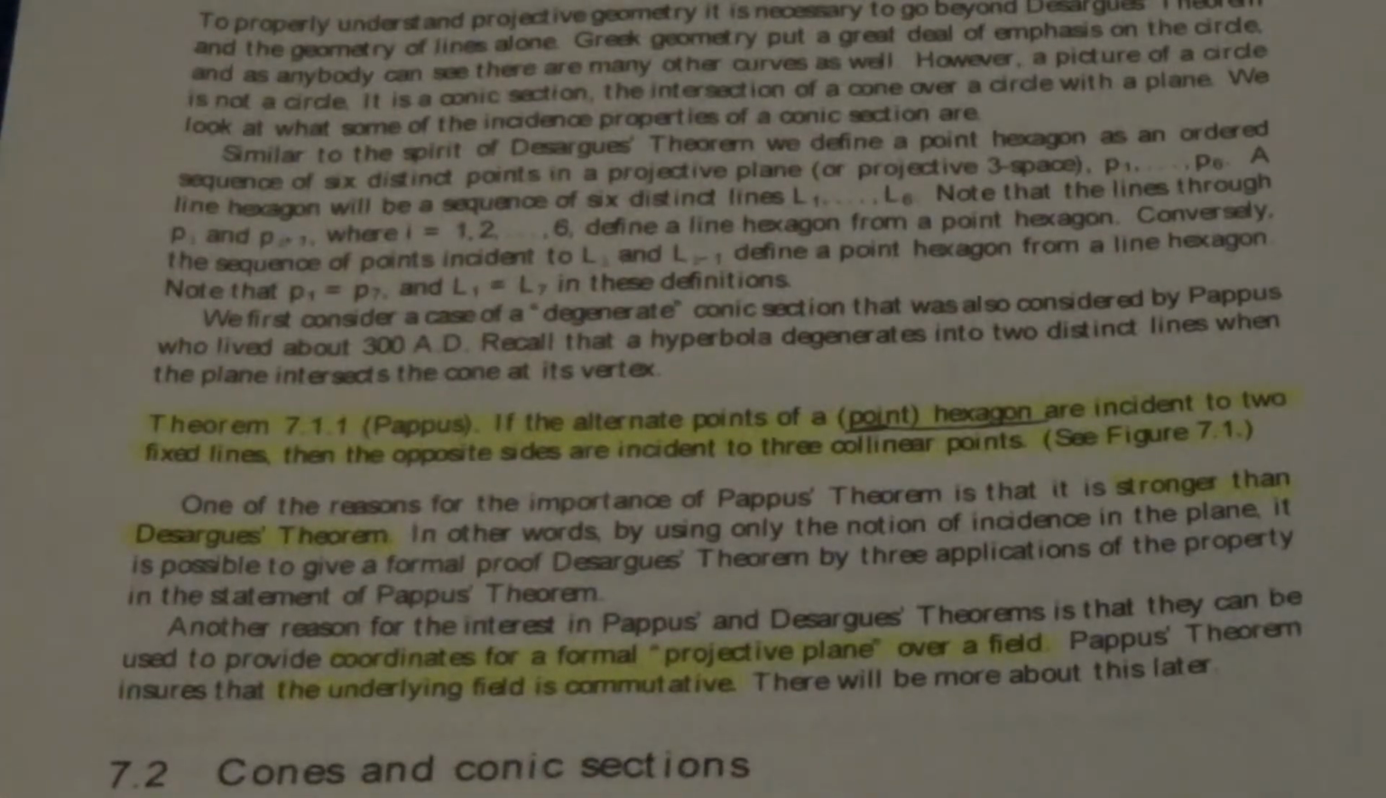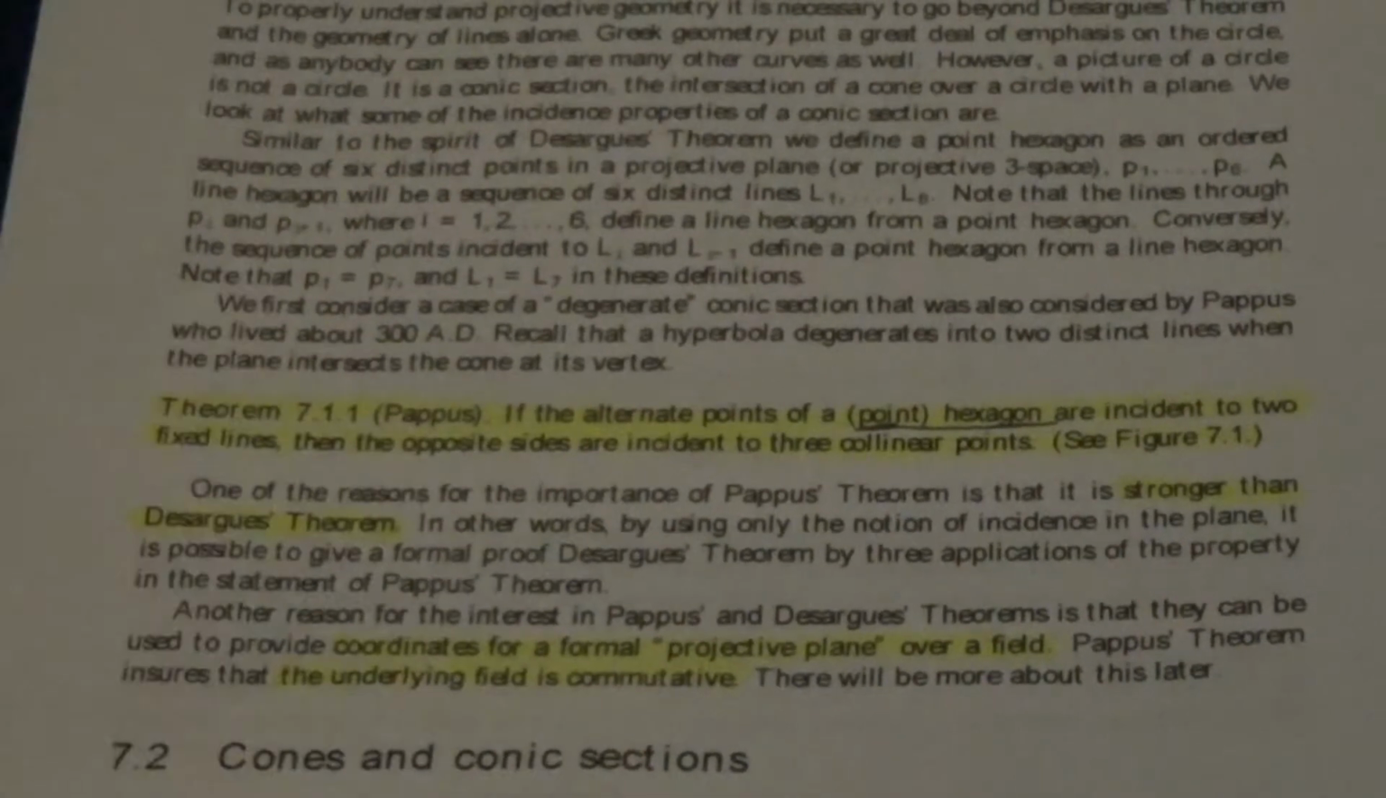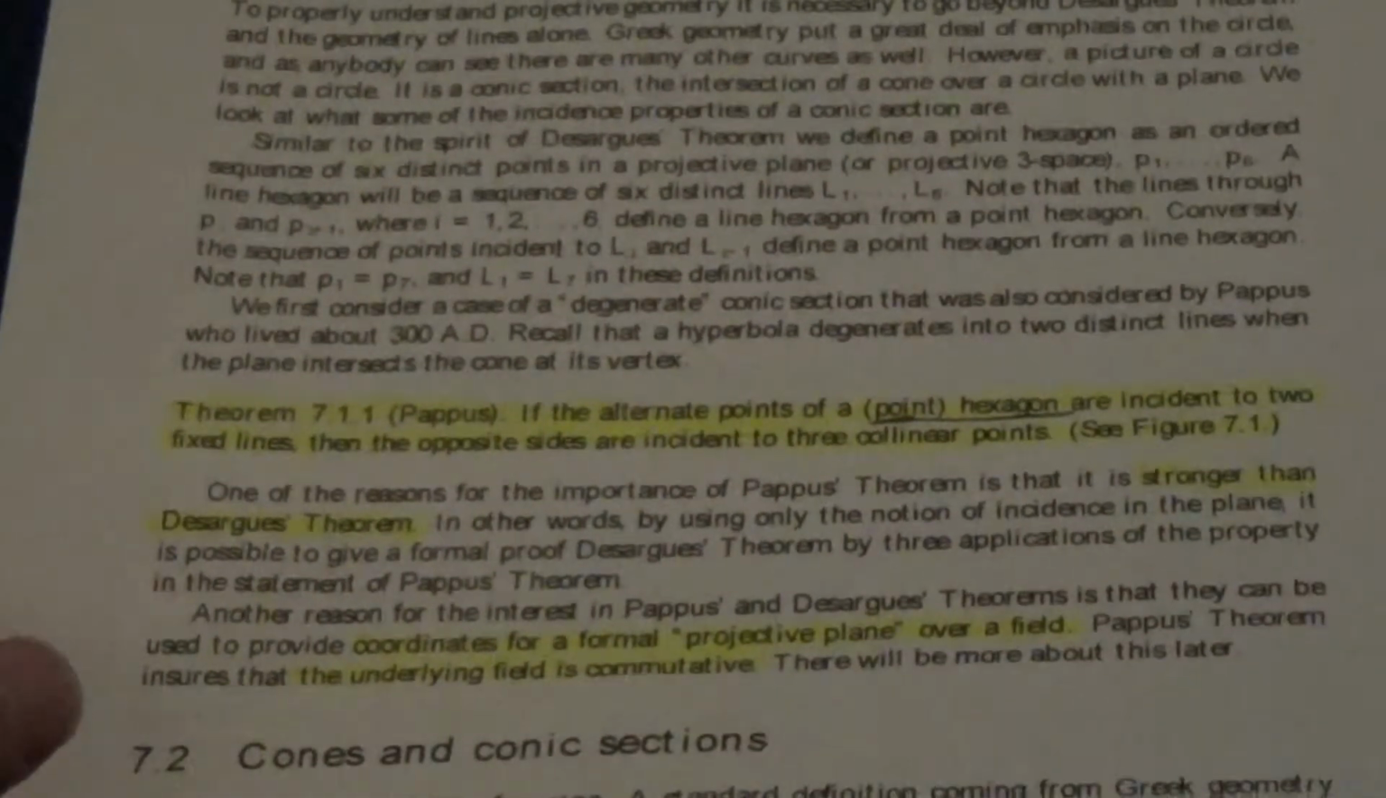We're saying that if alternate points of this point hexagon are incident to 2 fixed lines, so basically, if there are 2 straight lines, each of which holds 3 points, and again, we'll see a diagram in a moment, then we know that opposite sides are incident to 3 collinear points, is how it's worded here. And so there are many results of this theorem. We know it's a generalization of Desargues' theorem, and these kinds of theorems can be used to generate projective geometry over some kind of field, which we've discussed to a small extent before.